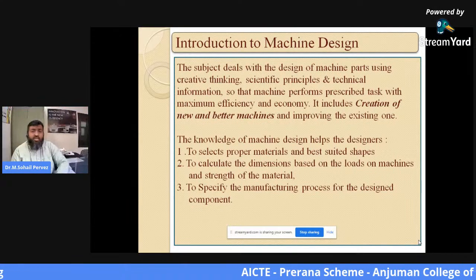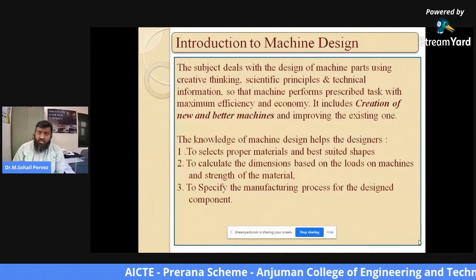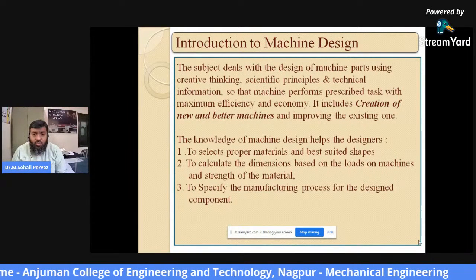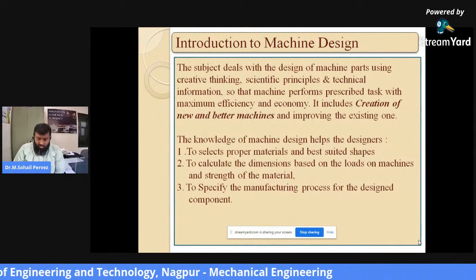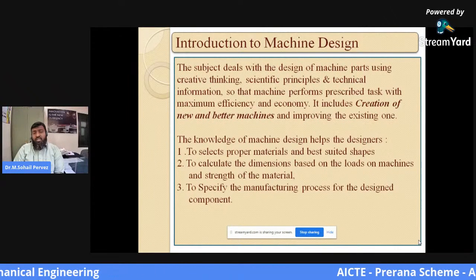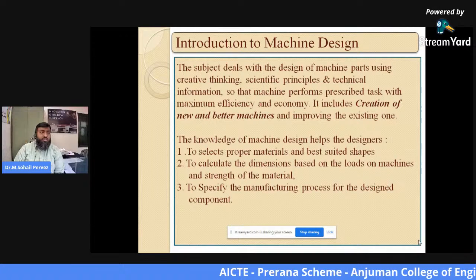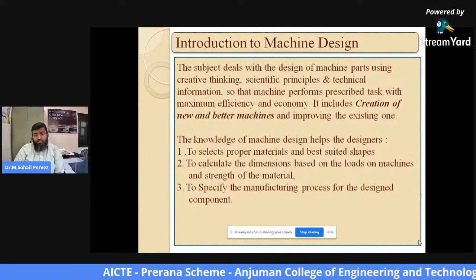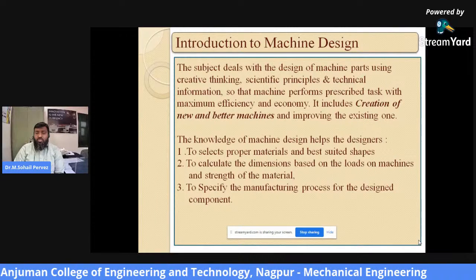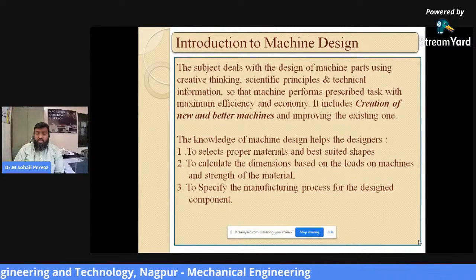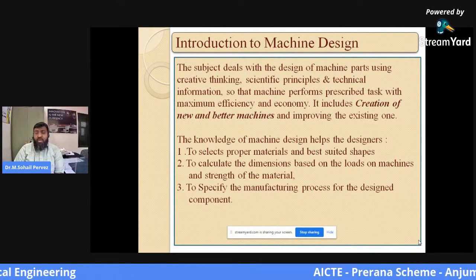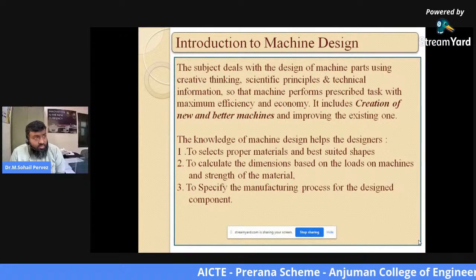Now, why do we require the knowledge of machine design? Because since we are mechanical engineers, we are designers. Why do we need to go through all these steps, all this information? The very basic aspect is to select proper material and best suited shapes for the components which we want to design for the machines. Next, to calculate dimensions based on the loads on machines and strength of material. And third, again very important, to specify the manufacturing process for the designed component.